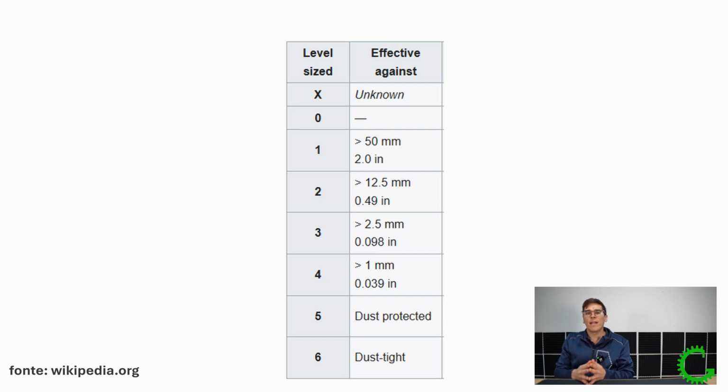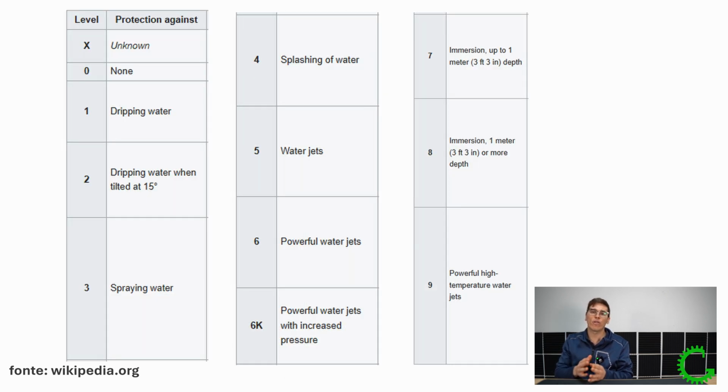IP stands for International Protection, and is composed of two numbers. The first number represents the protection against solid objects, and dust is also considered a solid object. This value can span from 0 up to 6. The higher the value, the higher the protection. The second number is the protection against water. Again, the higher the value, the higher the protection.